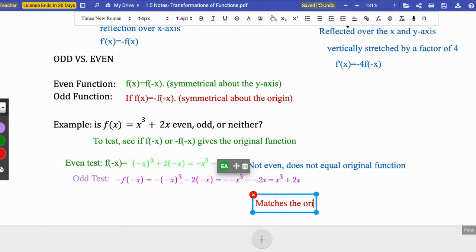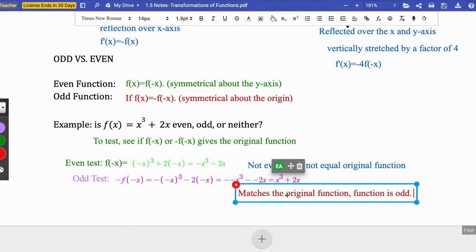That is the original function. The function is odd. That's how we do it.